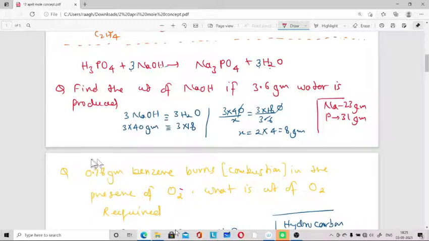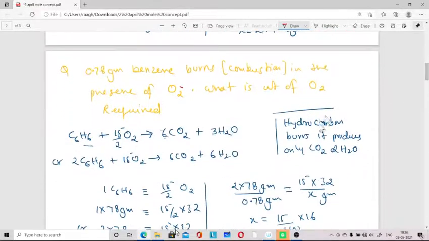suppose in this question 0.78 gram of benzene undergoes combustion in the presence of O2, then what is the weight of O2 that's required? Now, if there is no reaction given to you, then you have to remember this concept. Whenever a hydrocarbon burns, it produces CO2 and H2O. Benzene is C6H6. It is undergoing combustion, so it reacts with O2 to produce CO2 and H2O.